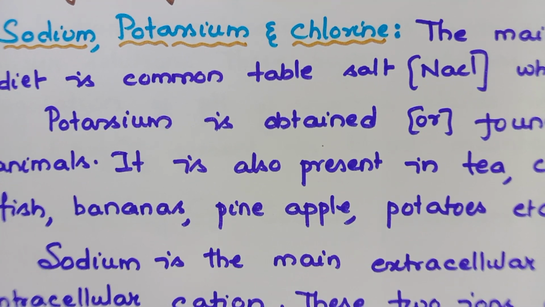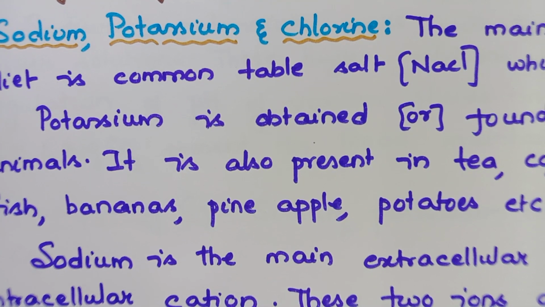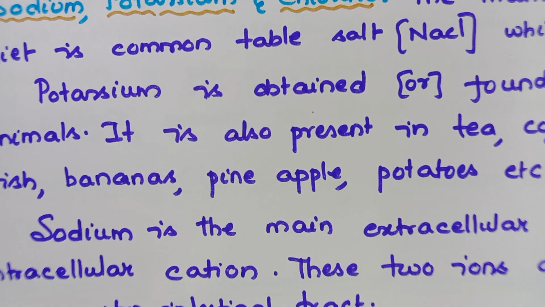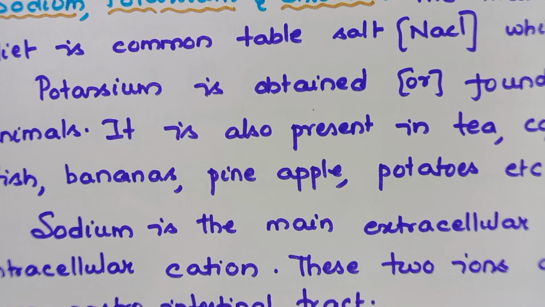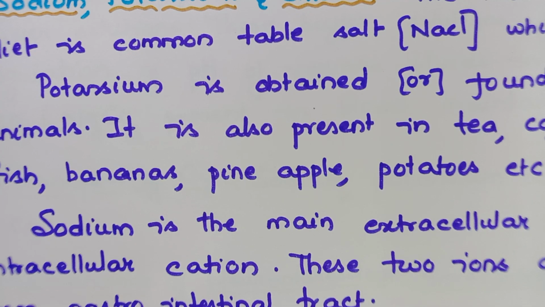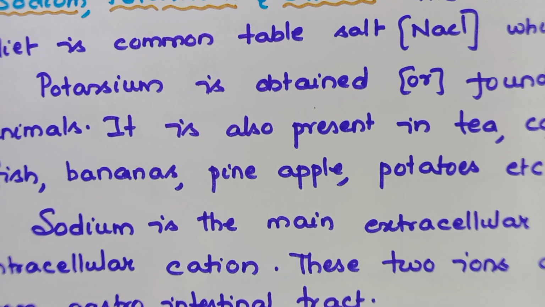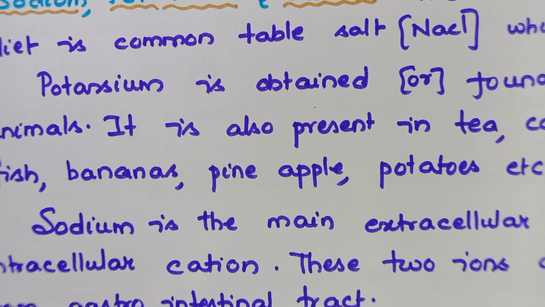And you know students, sodium is the main extracellular cation and potassium is the main intracellular cation. These ions, sodium and potassium, and chlorine, are absorbed from the gastrointestinal tract. So this is about the sources of sodium, potassium and chlorine.